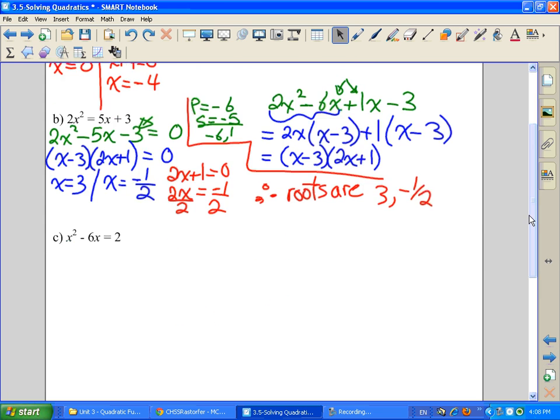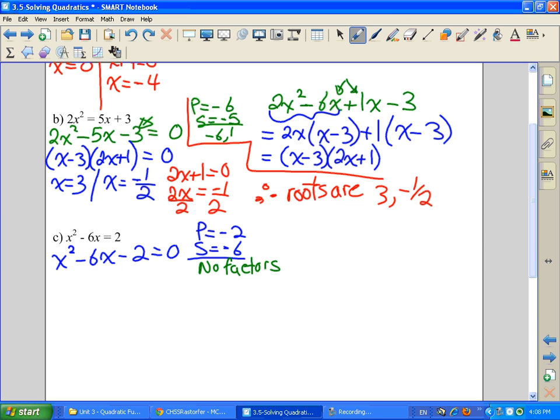He absolutely loves it. All right, class, let's take a look at this third example again. Let's get our quadratic all on the same side, equals 0. We look for our product. Our product is negative 2, and our sum is negative 6. Can we come up with any factors? No, there's no factors here. So as soon as you find no factors, you're going to use the quadratic formula.